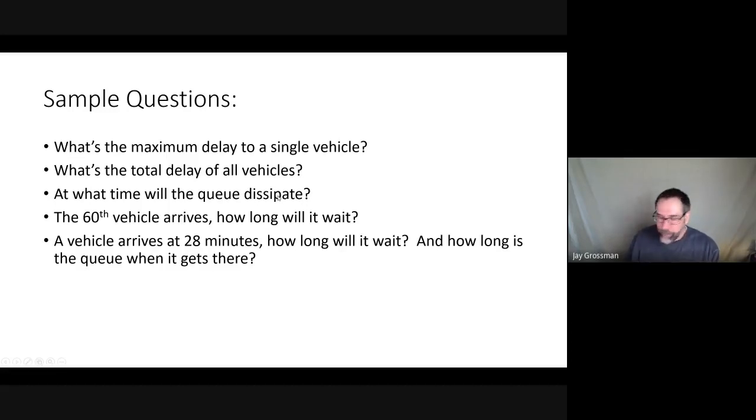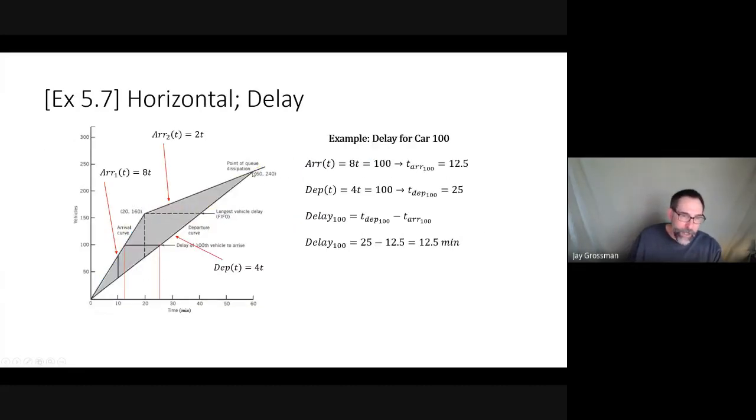What time is the queue going to dissipate? That's a great question. That's where these points cross up here. So where the triangle ends, that's going to be the point of dissipation.